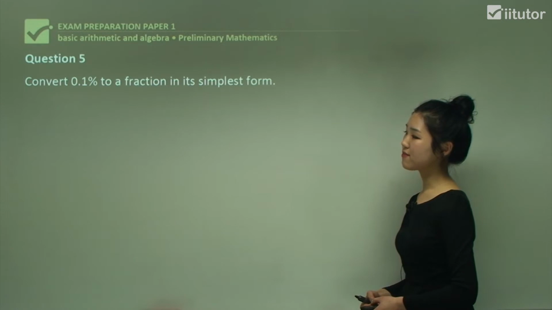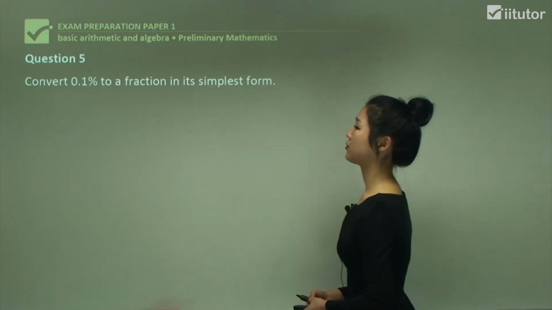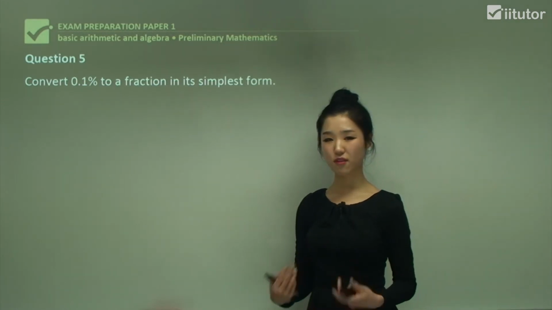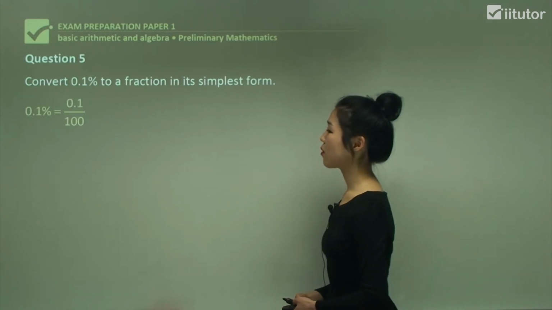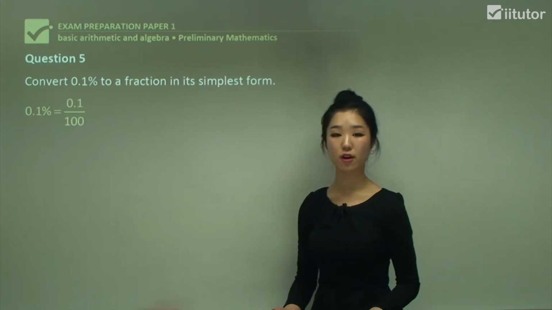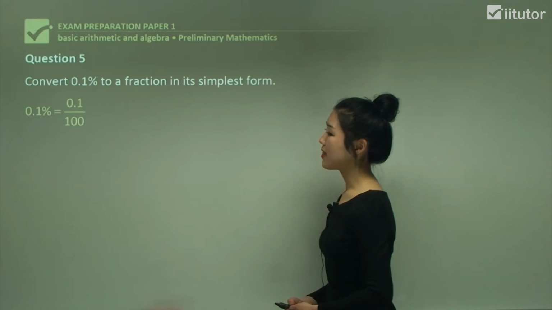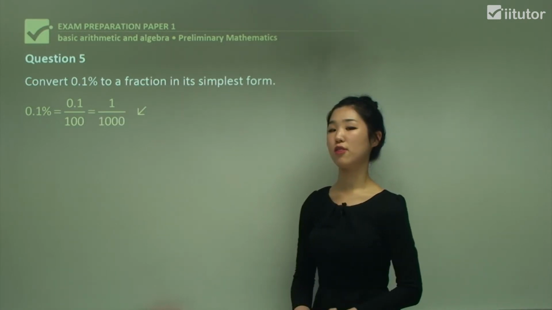Question 5, convert 0.1% to a fraction in its simplest form. So again, very same question. 0.1% is 0.1 over 100. Okay, and that will be simplified to 1 over 1,000.